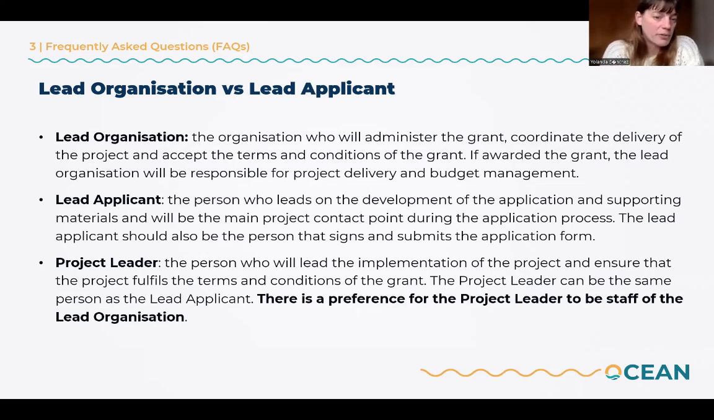And finally, we have the project leader, who will be the person who leads the implementation of the project and ensures that the project fulfills the terms and conditions of the grant.